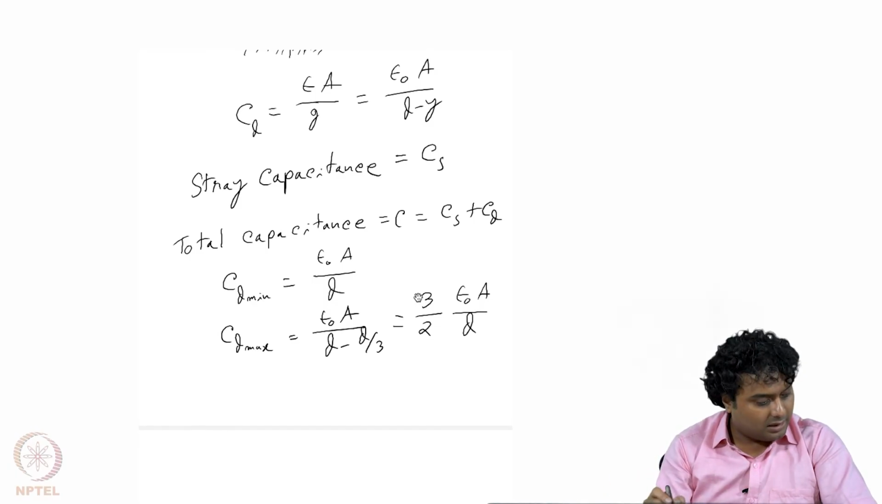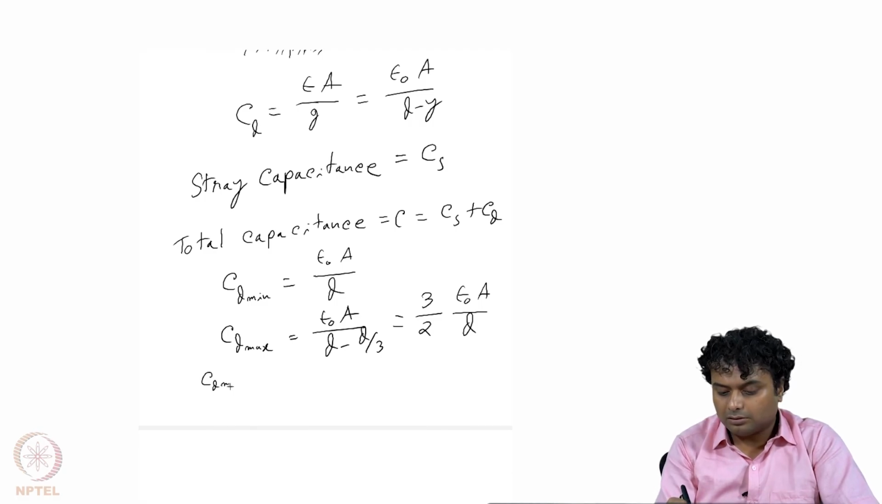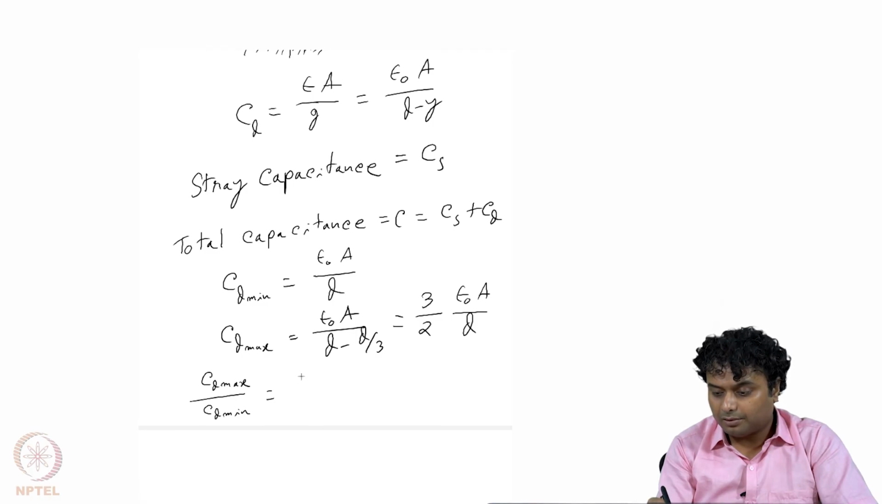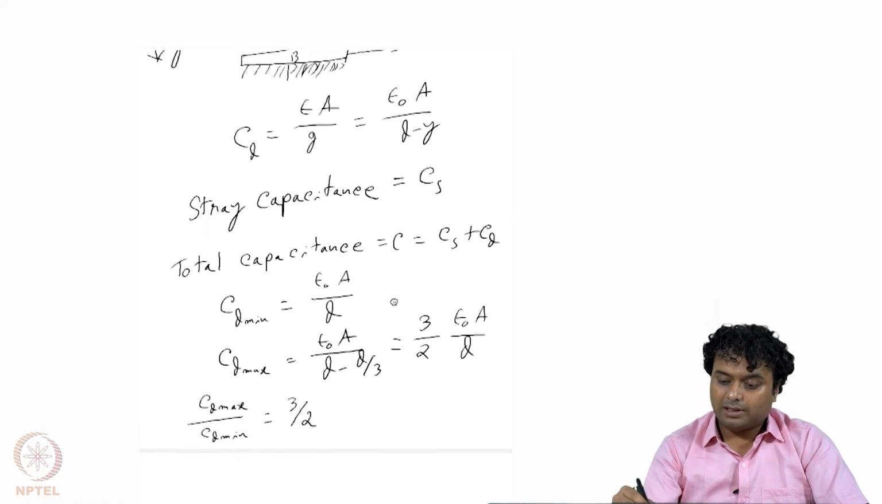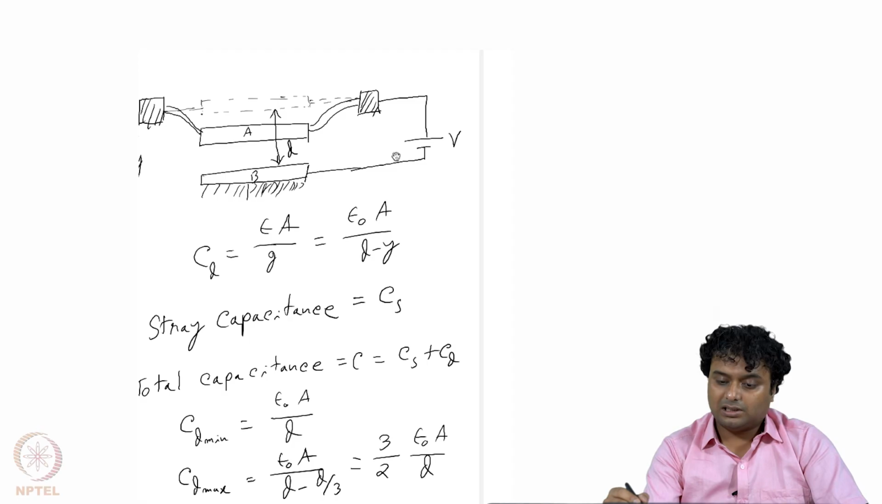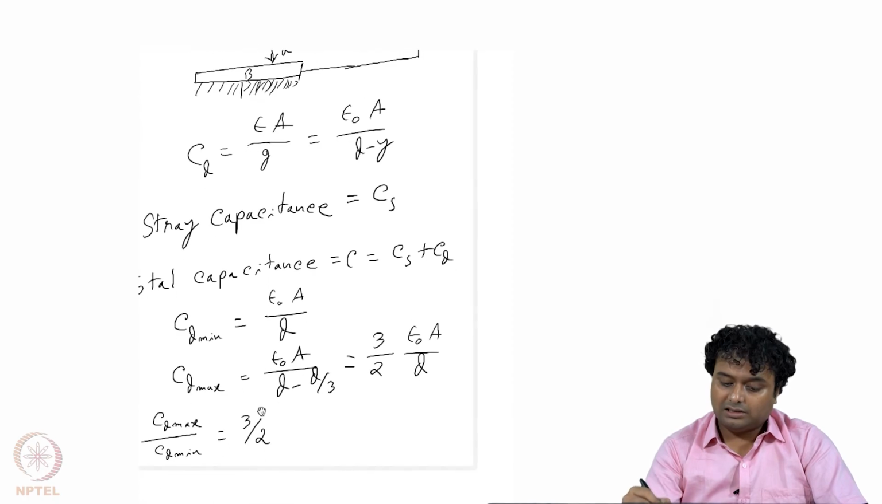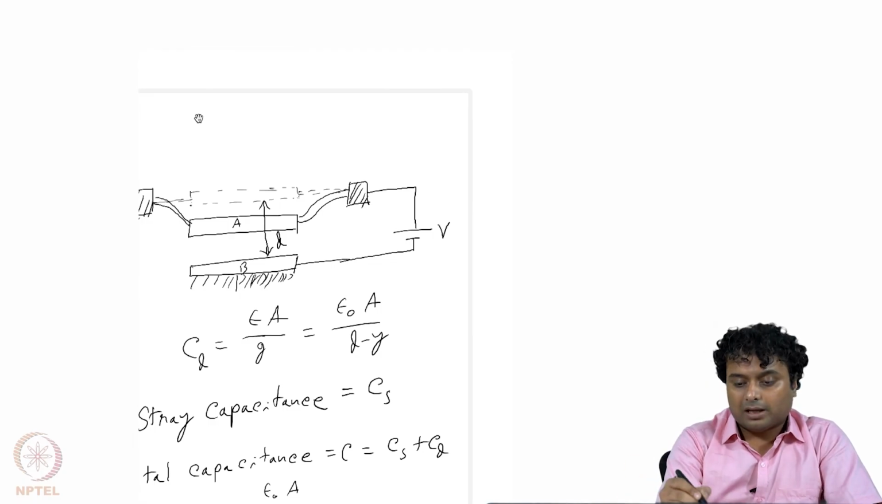And from that we can also write that CD max divided by CD min is equal to 3 by 2. So we can apply different voltages and make the top plate stable at different positions, and accordingly change the capacitance of these two parallel plates, and this is called a variable capacitor.